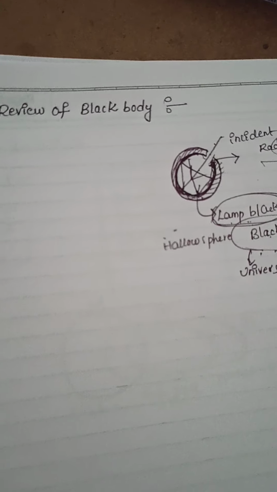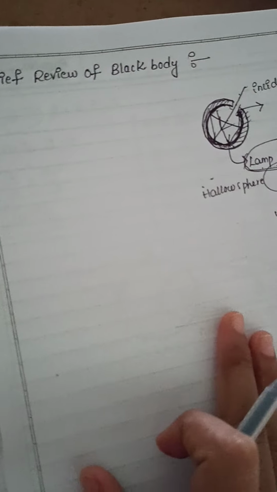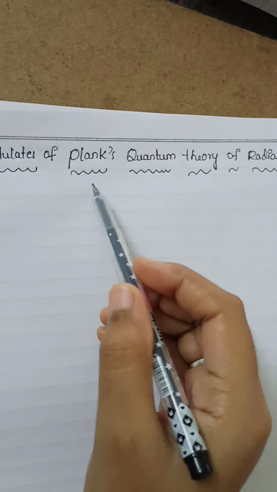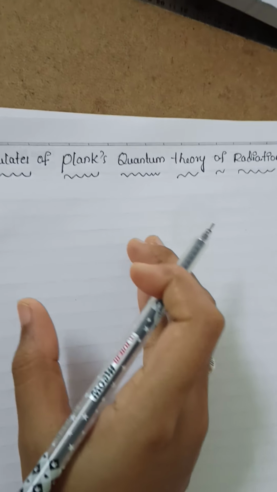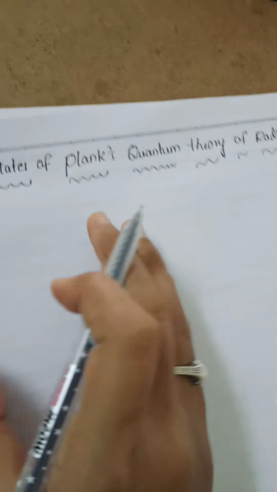Okay, now coming to the postulates. What are the postulates of Planck's quantum theory of radiation? So according to Planck, he has given some postulates. So what are those?